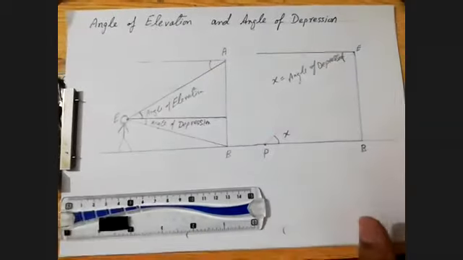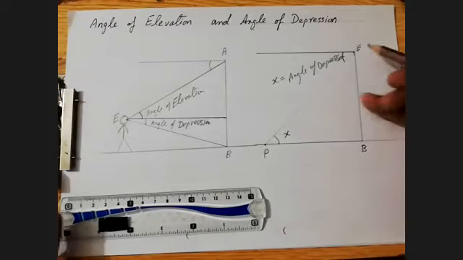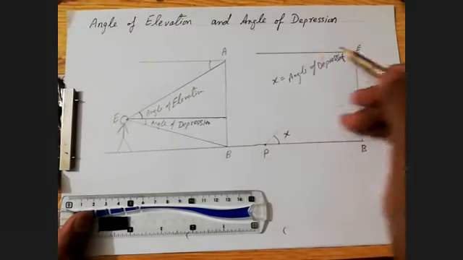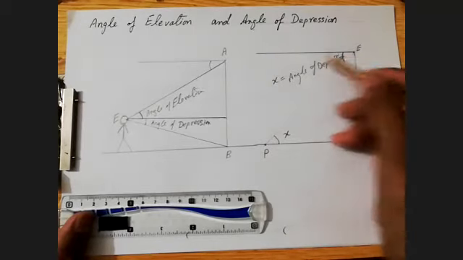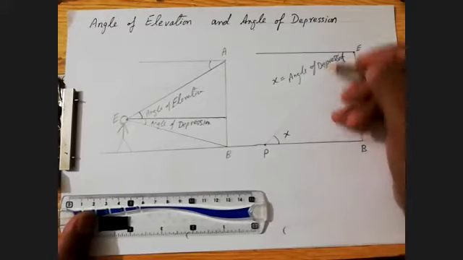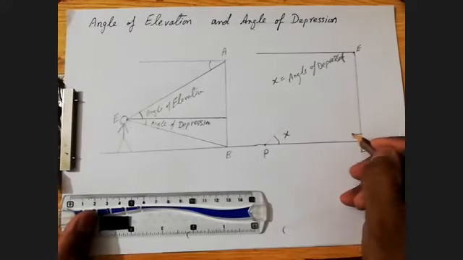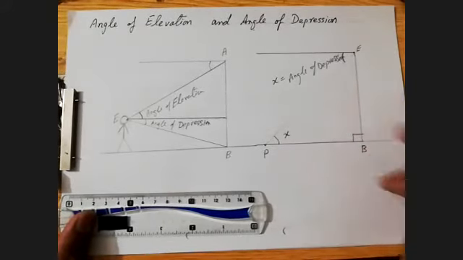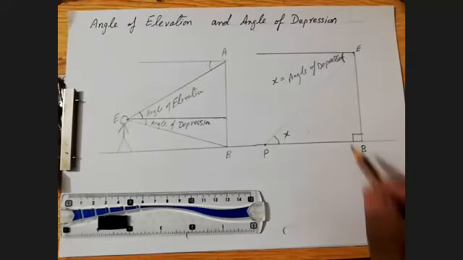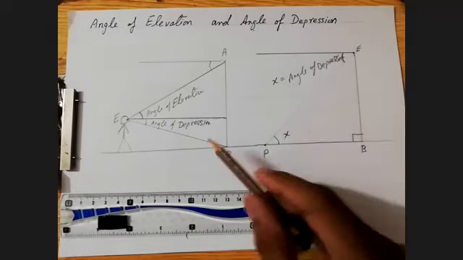So remember a very simple rule: if somebody is looking from the top to the bottom, then the angle with the horizontal is called angle of depression. And these two angles are alternate to each other. This is the 90-degree angle, so a right angle triangle is formed. So this is a very simple rule to understand the angle of depression or angle of elevation.